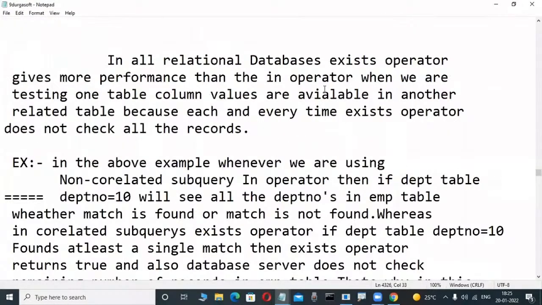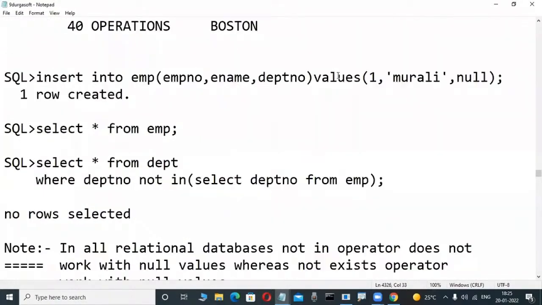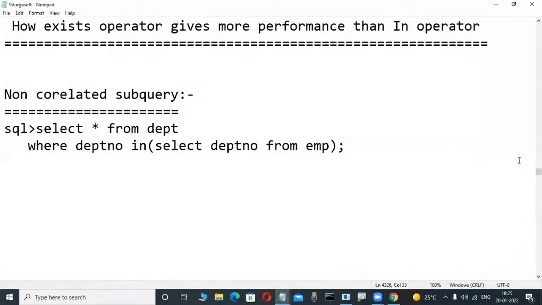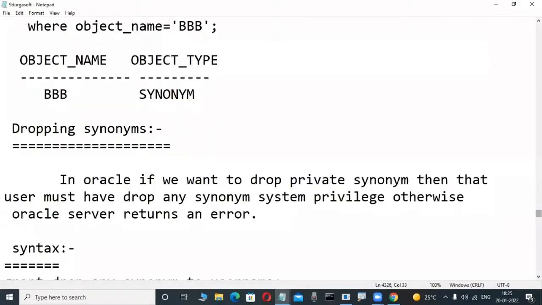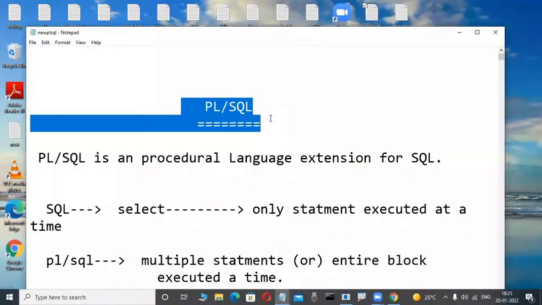Some queries are there. These are all things we are familiar with. Don't worry. Then database objects, so many things are there, and we are learning them. These are big concepts. Again, PLSQL means some little bit of coding is there. Don't be afraid. This is PLSQL.